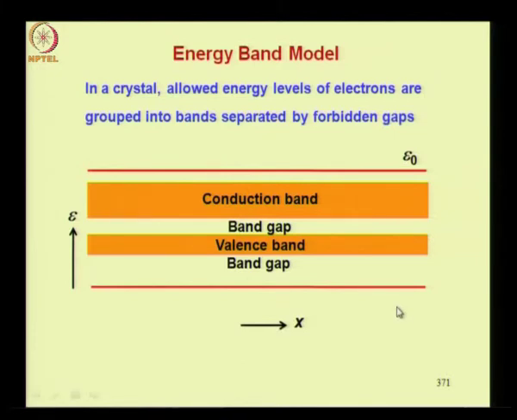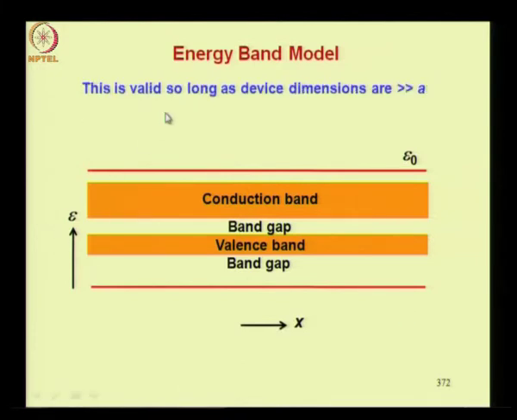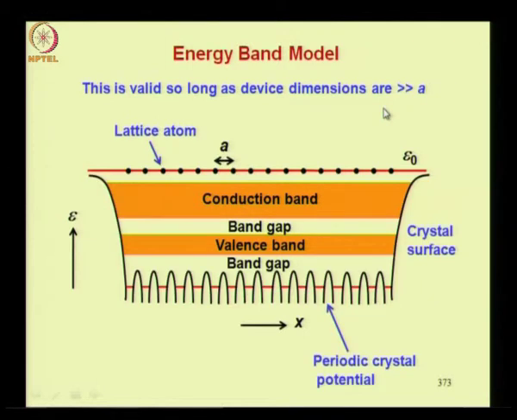So this particular model of allowed energies for electrons in a crystal, what is the range of validity? So this model is valid so long as device dimensions are much more than the lattice constant A, which is the distance between the atoms. So to further appreciate the nature of this approximation, let me show you in the picture the lattice constant A.